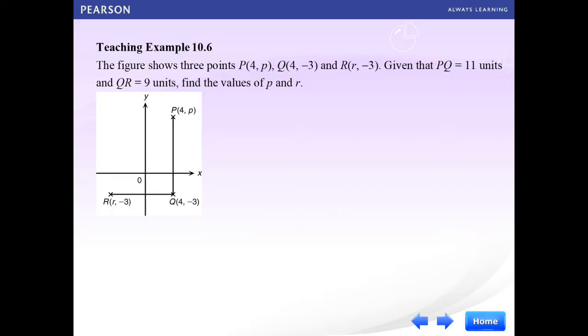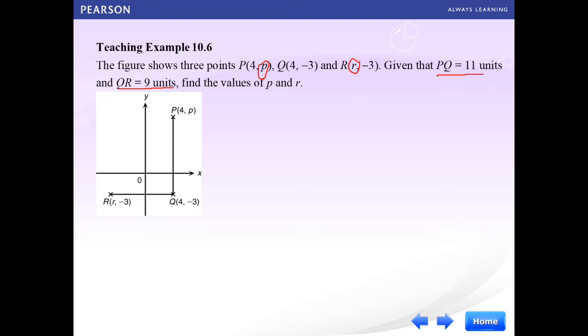Hello everyone. Today we will learn how to find the unknowns when the distance of 2 points are given. So we'll start from this teaching example 10.6. In this example, you will see that you have 3 points, 2 unknowns, small letter p and small letter r, and also the distance. Now you are trying to find the values of the 2 unknowns, these 2 small letters.